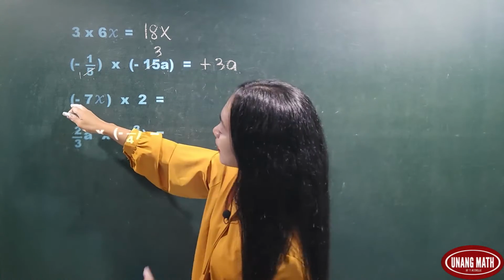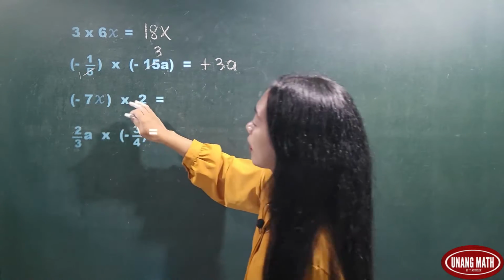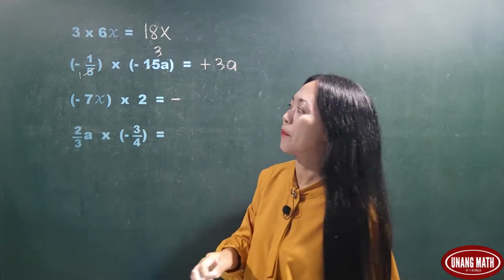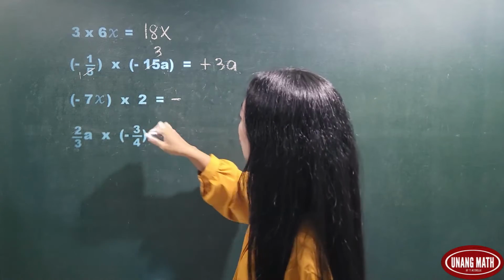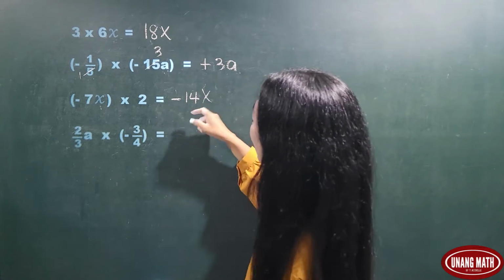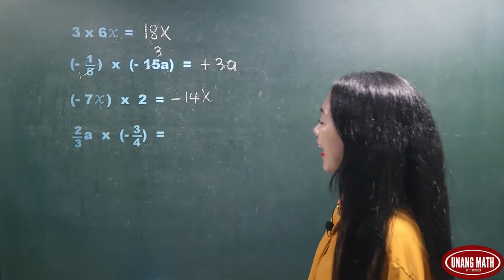Okay, next, negative 7x times 2. Negative number times a positive number. Answer is a negative number. 7 times 2 is 14. Variable x must be written to the right of 14. So we have negative 14x.